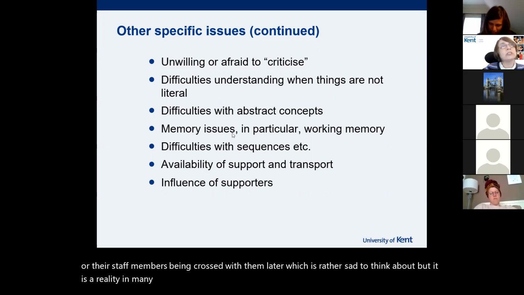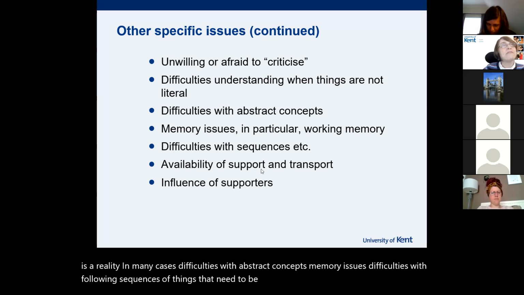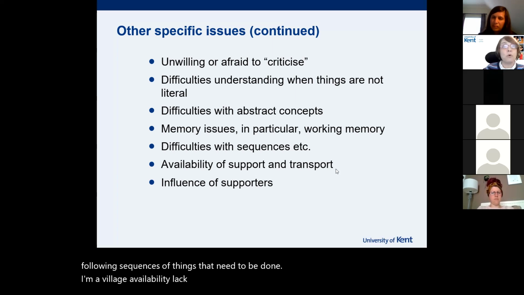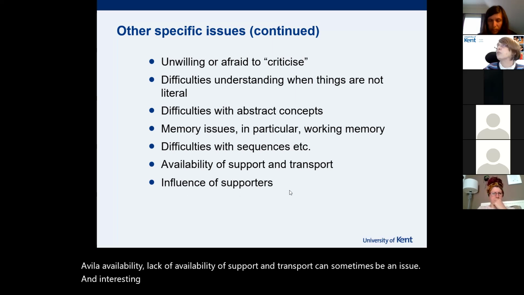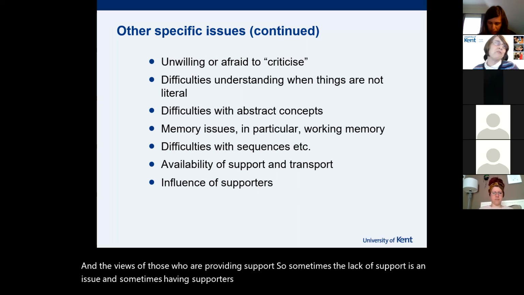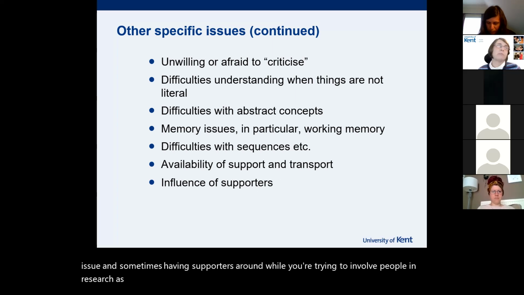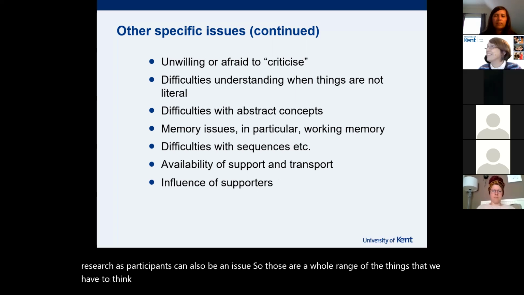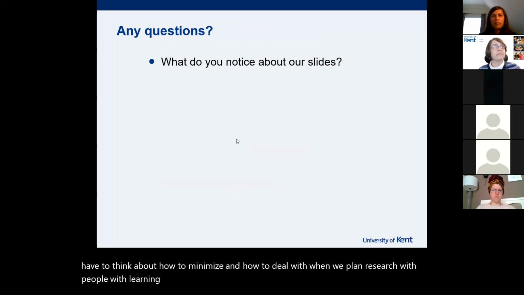Difficulties with abstract concepts, memory issues, difficulties with following sequences of things that need to be done, lack of availability of support and transport can sometimes be an issue, and interestingly, the influence of supporters and the views of those who are providing support. So sometimes the lack of support is an issue, and sometimes having supporters around while you're trying to involve people in research as participants can also be an issue. So those are a whole range of the things that we have to think about how to minimize and how to deal with when we plan research with people with learning disabilities and those who are autistic.